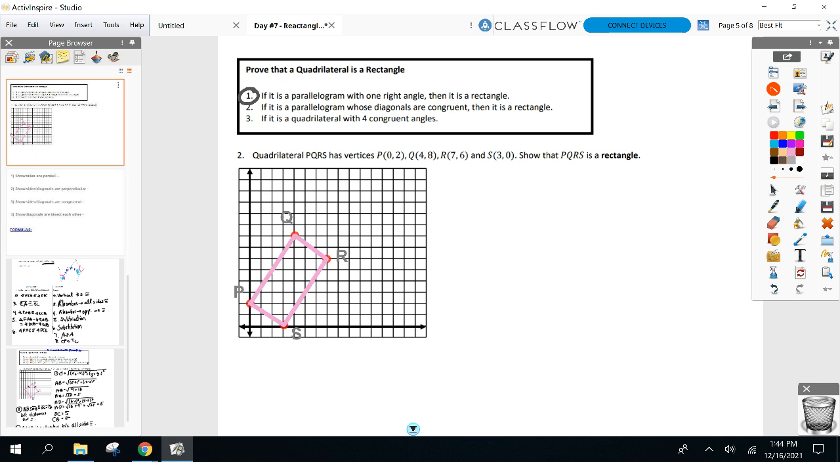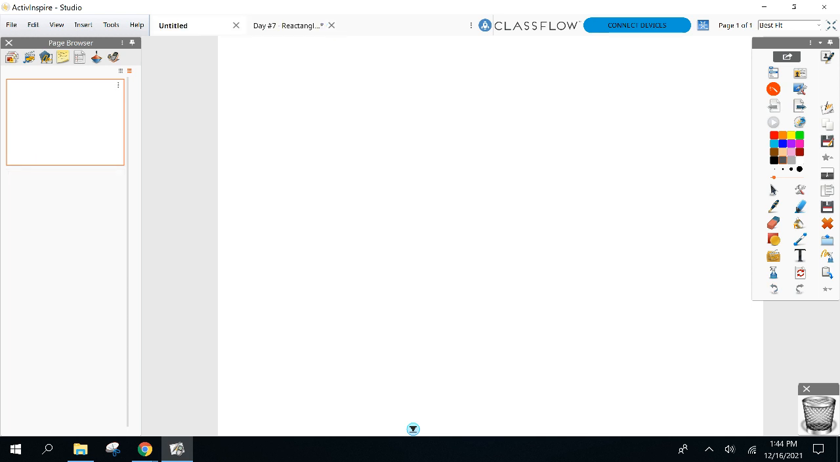Job number one, let's show it's a parallelogram. We have so many choices. You guys tell me, how could I show a parallelogram? We came up with 5 reasons the other day. Caitlin, just one. We could show the opposite sides are congruent. What formula would I need for that?